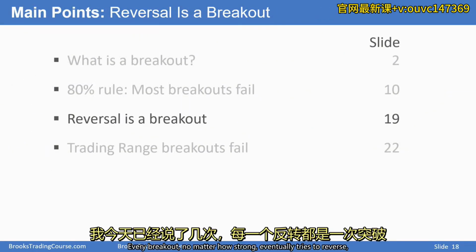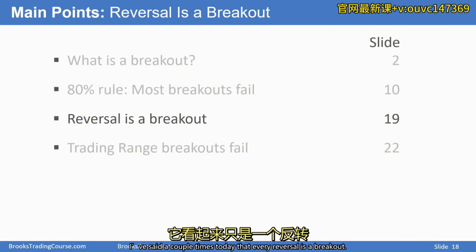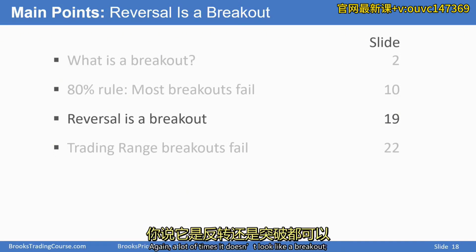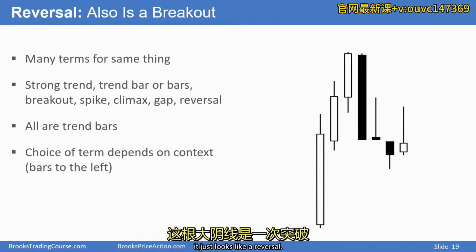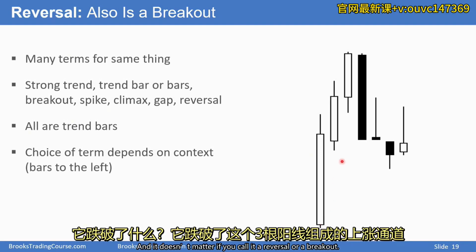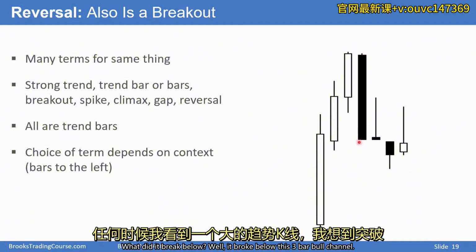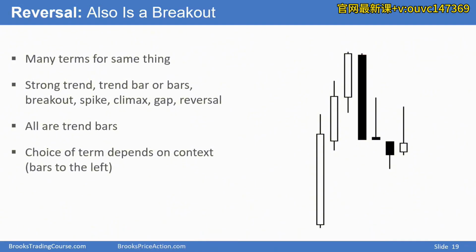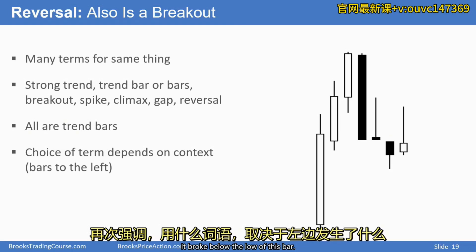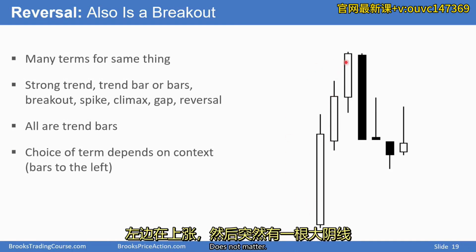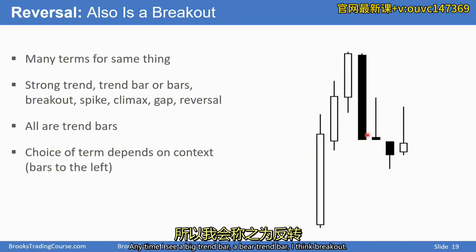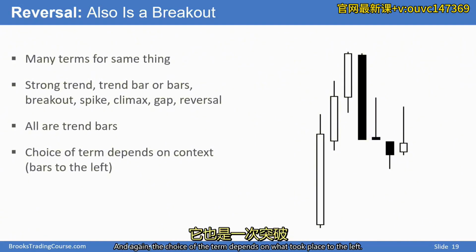I've said a couple times today that every reversal is a breakout. Again, a lot of times it doesn't look like a breakout, it just looks like a reversal. And it doesn't matter if you call it a reversal or a breakout, there is a breakout there. Here we have a bear trend bar, so immediately think breakout. What did it break below? Well, it broke below this 3-bar bull channel. It broke below the low of this bar. Does not matter. Anytime I see a big bear trend bar, I think breakout. And again, the choice of the term depends on what took place to the left. Here we were rallying. Now we have a big bear trend bar. So I would refer to that as a reversal, but it's still a breakout.